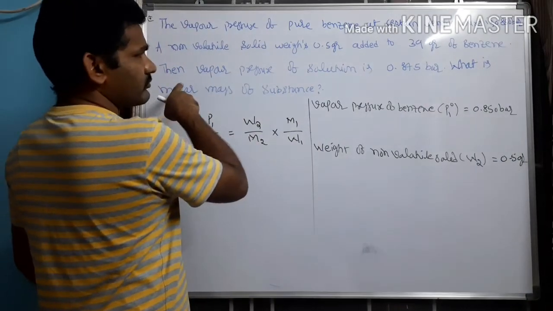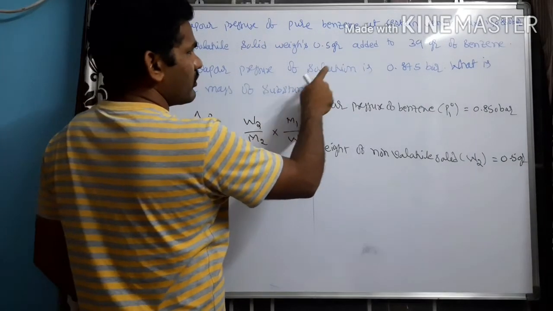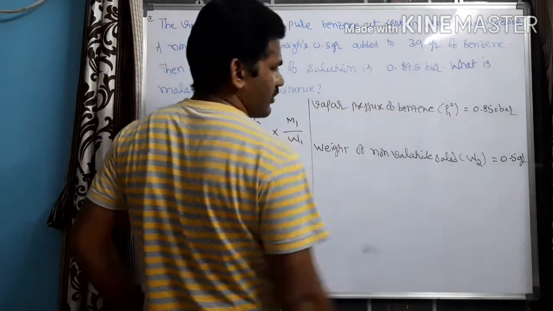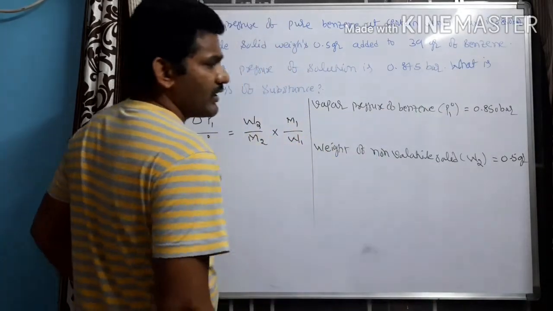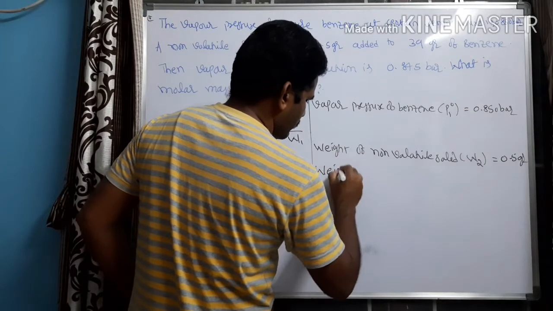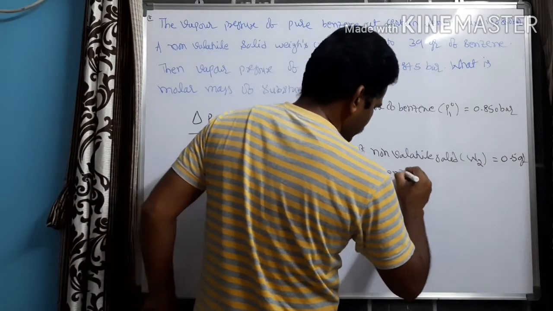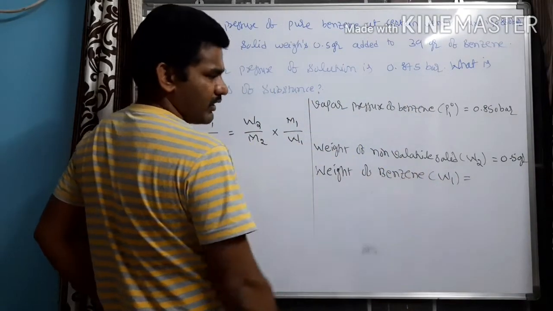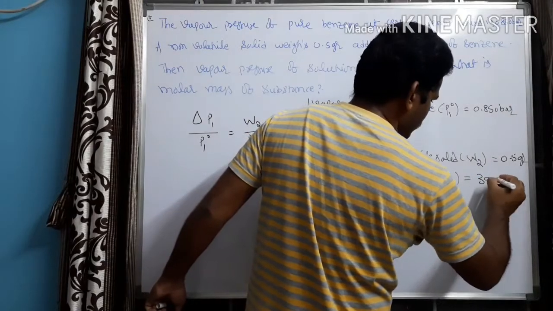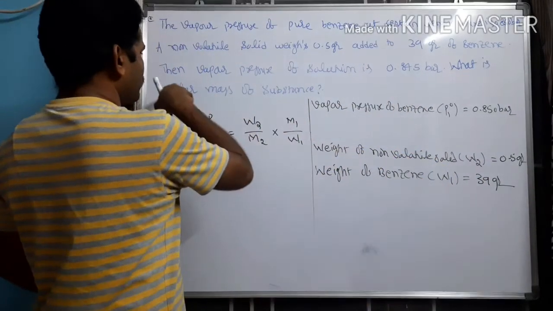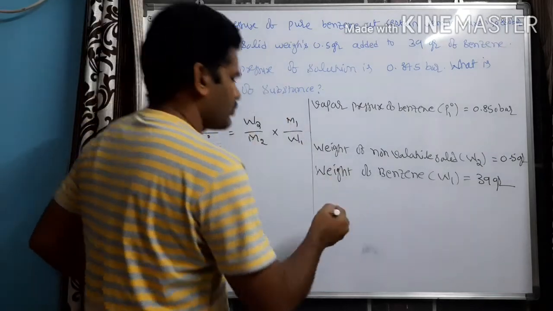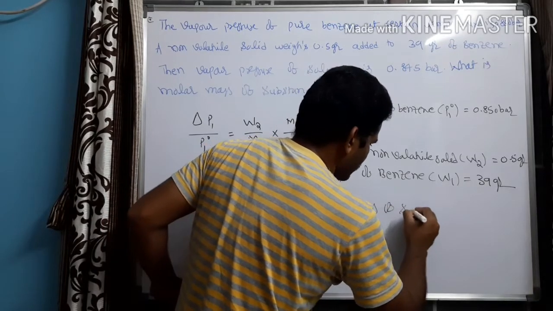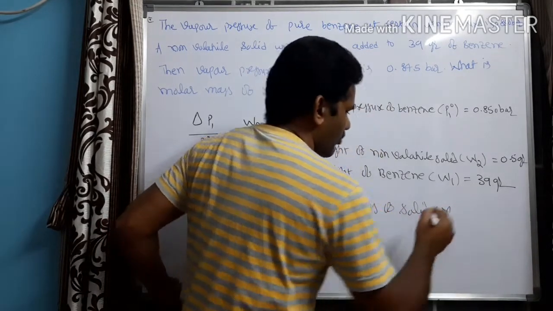Next, what is given? The vapor pressure of the solution decreases. See here, a non-volatile solid weighing 0.5 grams is added to 39 grams of benzene. So what is 39 grams of benzene? It is the weight of benzene, which is W1 because it is the solvent. How much is it? 39 grams. So what are you supposed to calculate? You have to calculate the molar mass of the solid which is added. That is M2, which you have to calculate.